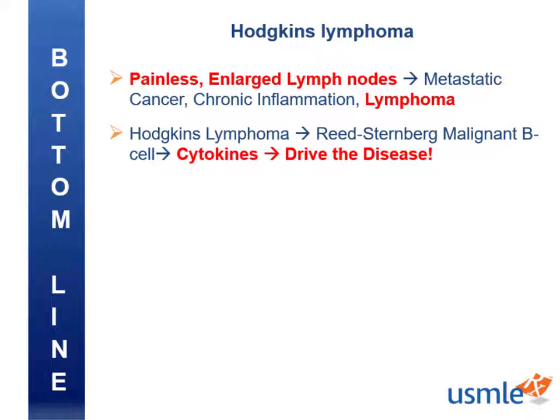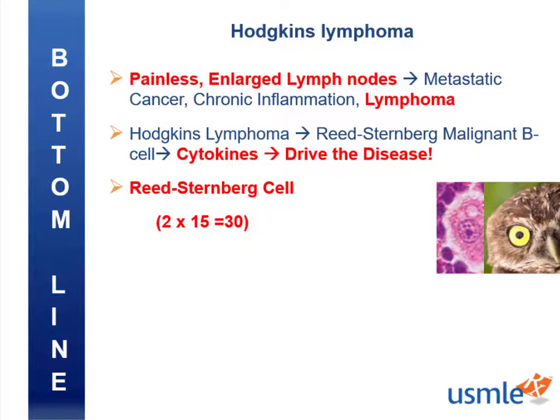lymph node B cell into a malignant B cell called a Reed-Sternberg cell. The Reed-Sternberg cell releases cytokines to drive the entire disease process by calling in non-neoplastic, normal immune cells that compose up to 99% of the mass. These cytokines also lead to the B symptoms of night sweats, fever, and weight loss.